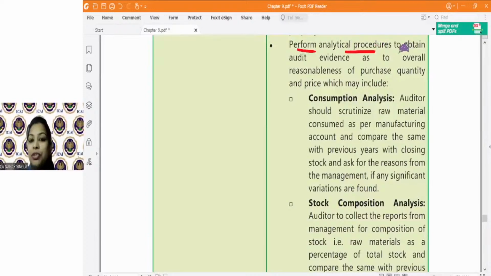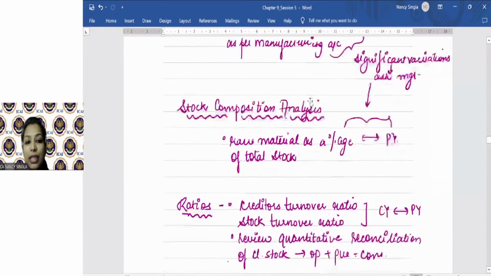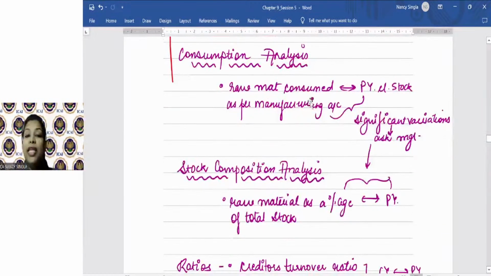Perform analytical procedures to obtain audit evidence as to the overall reasonableness of purchase quantity and price. है ना? तो purchase quantity and price जो है वो ठीक है या नहीं, in order to verify that, auditor will consider what? He may perform various analytical review procedures like consumption analysis, stock composition analysis, and calculating various ratios. ठीक है? बहुत सिंपल है.